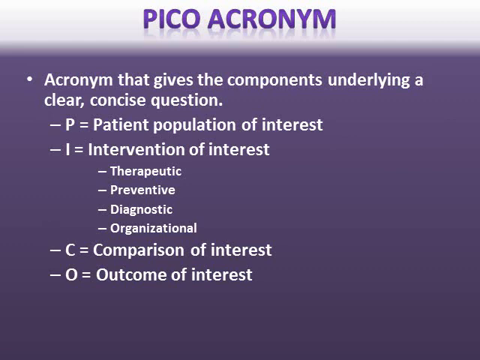Another element to this is C, or the comparison of interest. So in this case, you're going to be talking about how different interventions are going to be compared. So it may be that you're comparing 2 different types of interventions. So, for example, say weight reduction pill as compared to exercise for reducing weight. Now, in some cases, you're also going to be doing a comparison between an intervention and, say, standard practice or no intervention at all. And we'll talk a little bit more about that later.